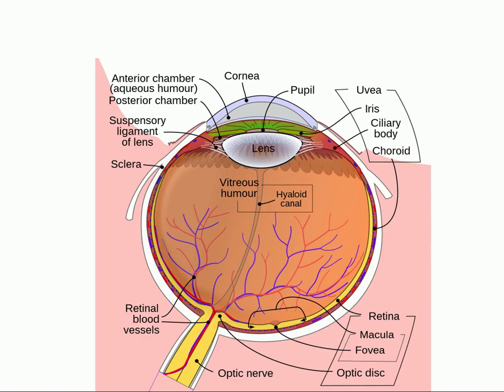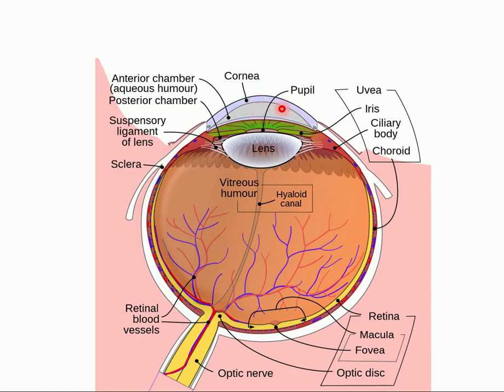The cross-sectional schematic structure of the anatomy of the eye is shown in this picture. As you see, the most anterior part of the eye is called the cornea, a transparent structure which has 43 diopter power and causes refraction of the entering light, and it is transparent and avascular in order to transfer the light to the eye for vision purposes.